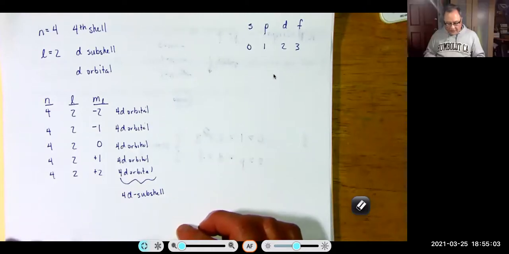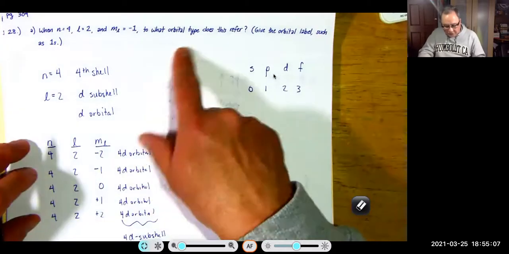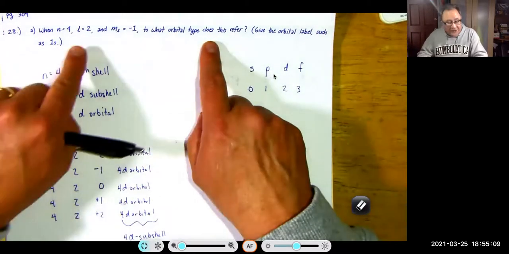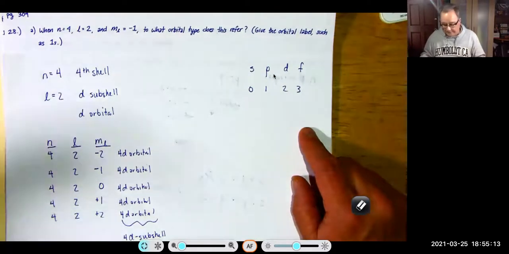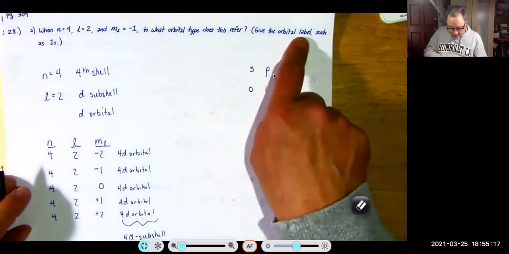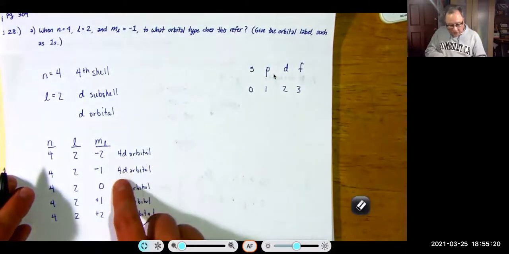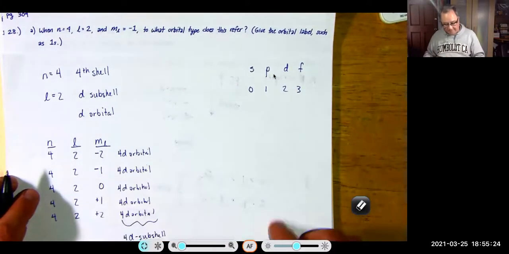Okay, so the answer to our question here is, what type of orbital does this refer to? We would base it on L equal 2 means a D subshell, therefore a D orbital. And it says, give the orbital label, it would be a 4D, regardless of what m sub L is. It's a 4D orbital, okay?